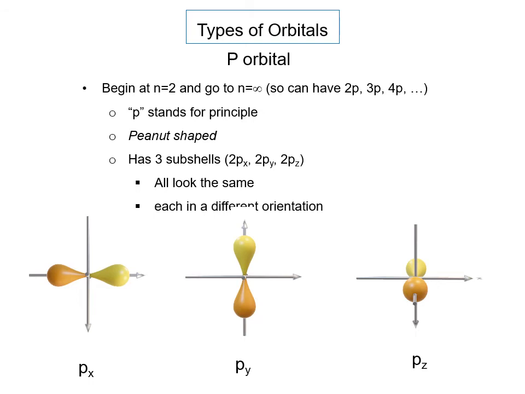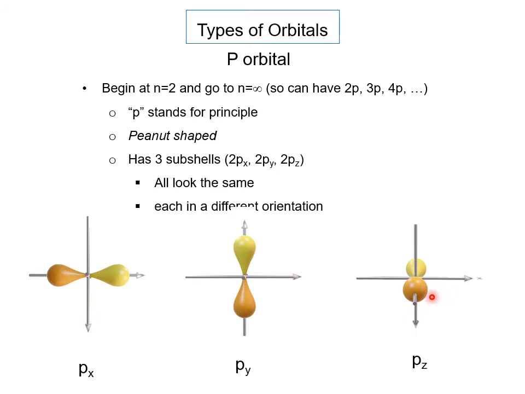The next orbital shape in the quantum mechanical model is the p orbitals. The p's begin at n equals 2 and can go all the way up to infinity. So we can have 2p, 3p, 4p. We cannot have 1p. P stands for principal, but you can think of it as peanut because they're kind of shaped like a peanut. And they have three subshells, x, y, and z. Whereas with the s's there's just one, with the p's there are three of them. The 2p has three p's, one of them being 2px, the other 2py, and the other 2pz.